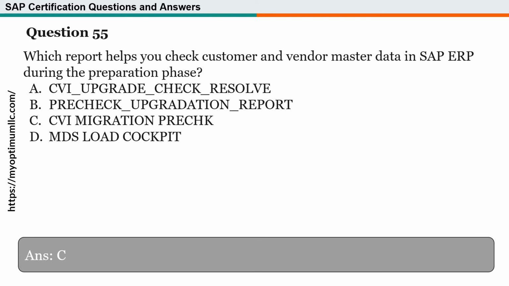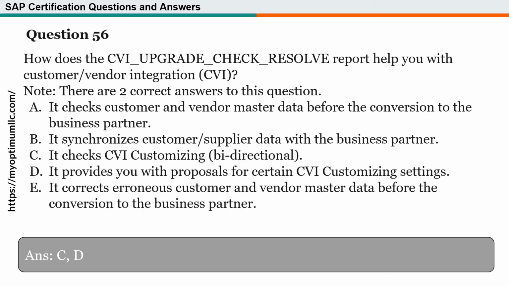Question 55. Which report helps you check customer and vendor master data in SAP ERP during the preparation phase? A. CVI_upgrade_check_resolve. B. Pre-check_upgradation_report. C. CVI_migration_preq. D. MDS_load_cockpit.